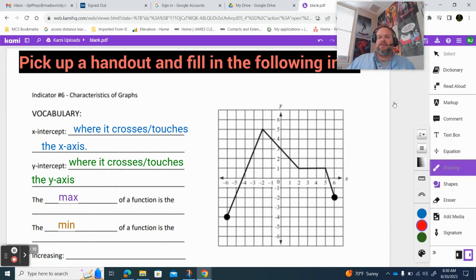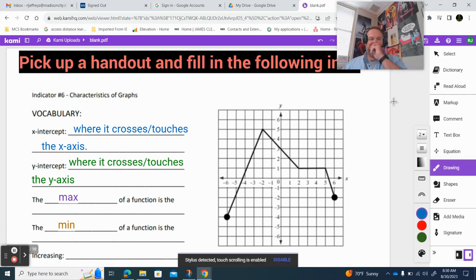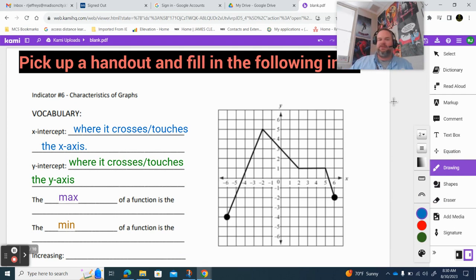Because my handwriting is atrocious, what we've done to help out on some of this vocabulary, and y'all should know some of this because we talked about the x intercepts yesterday. We also called them what yesterday? Does anybody remember? Zeros, very good. There's also another name for them called roots.